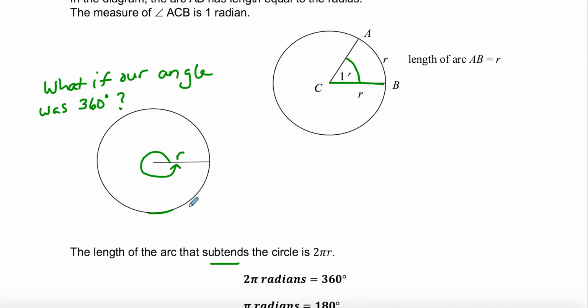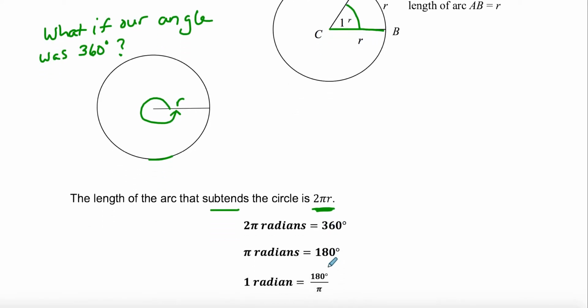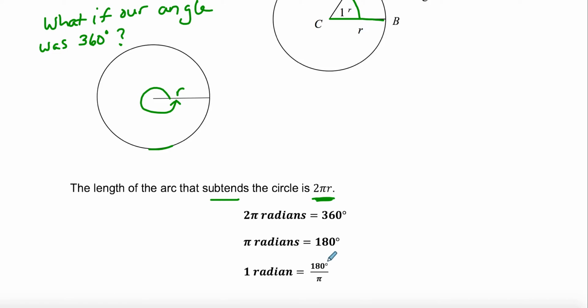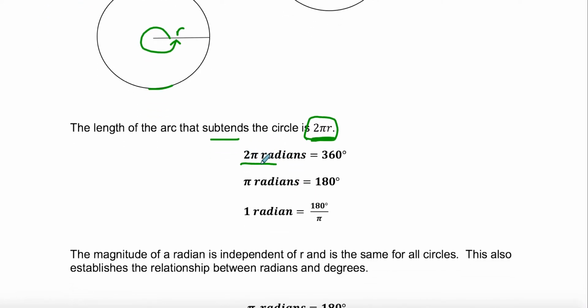If we're talking about an entire 360 degrees, that would be 2 pi r, because that is the circumference of a circle. So if we think about 2 pi radians equaling 360 degrees, what we're talking about is one full rotation around the entire circle would be 2 pi radians. What we could do, we could divide both sides by 2. And so what that means is that pi radians equal 180 degrees.